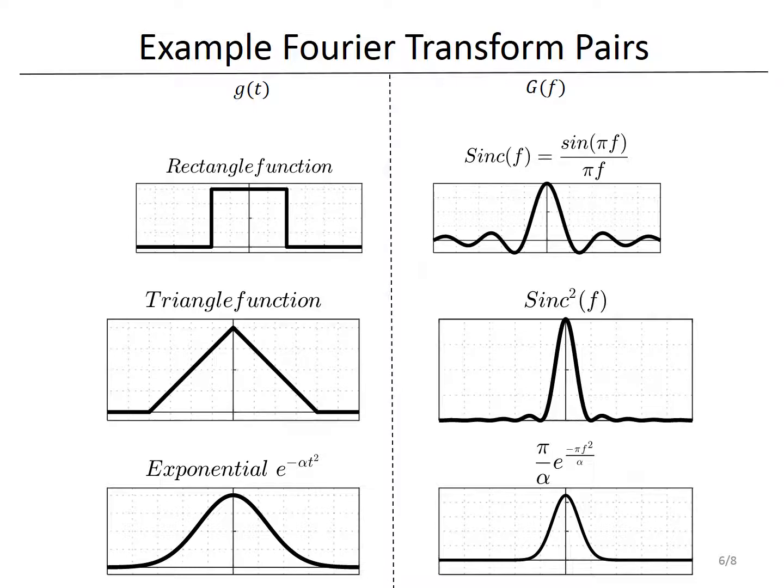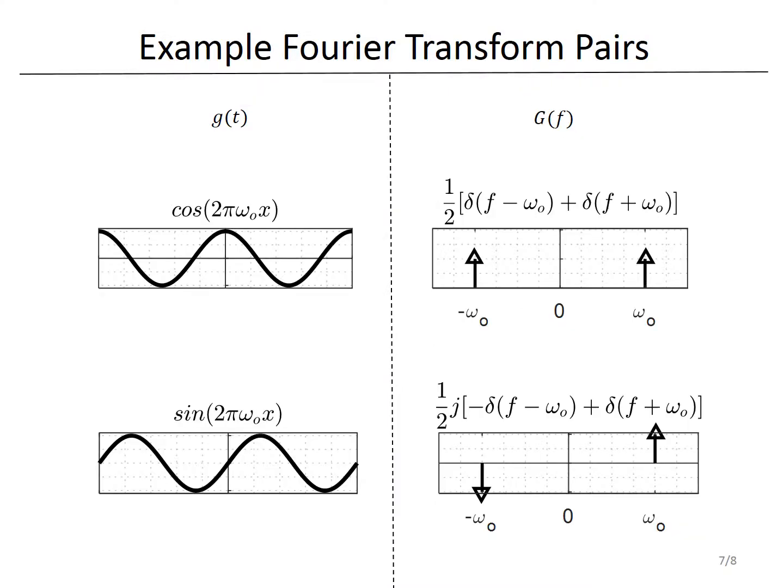Here are some selected examples of common functions and their Fourier transforms. And here are some additional examples. Note that the spectra for these signals, that is, the Fourier transforms or frequency domain representations of the signals, can have either odd or even symmetry.